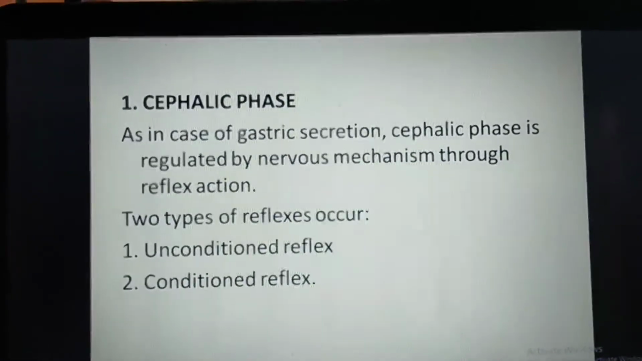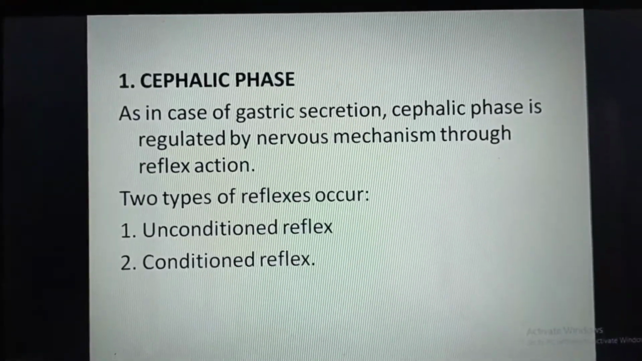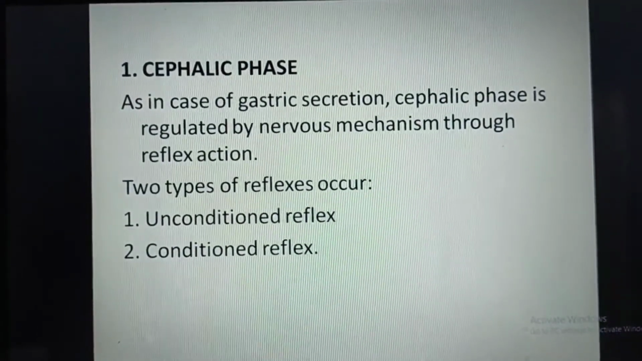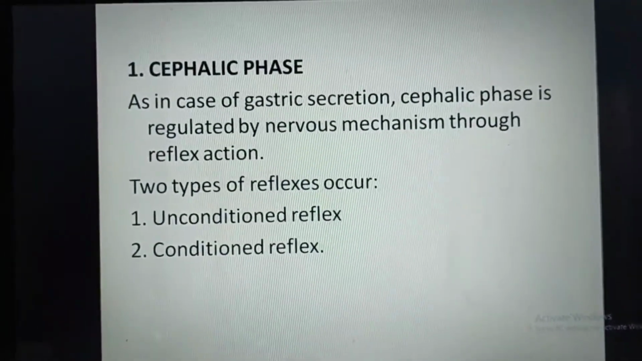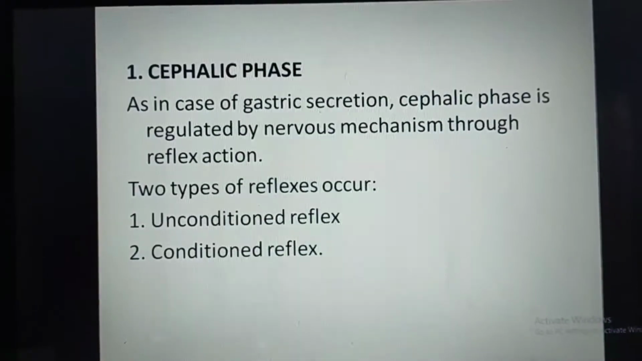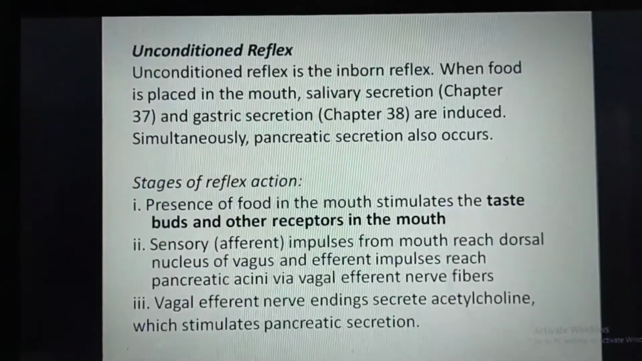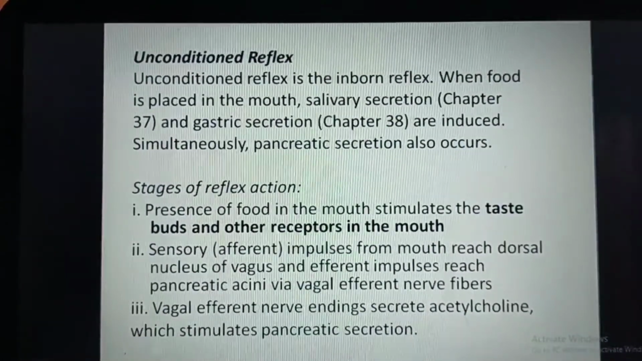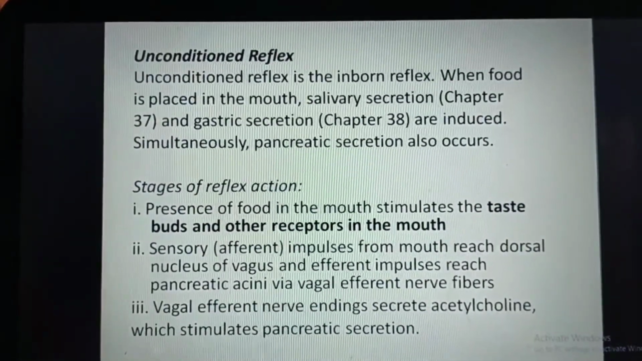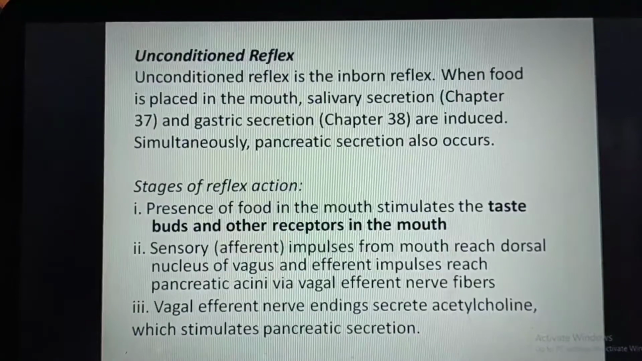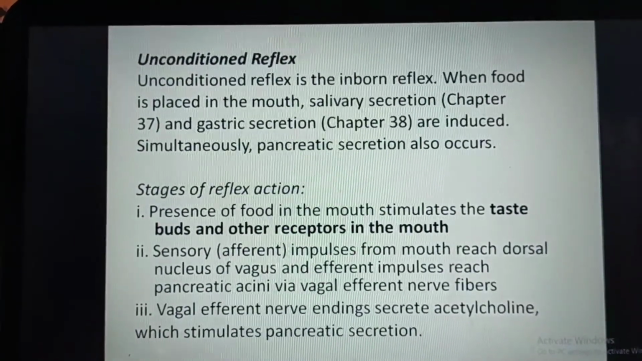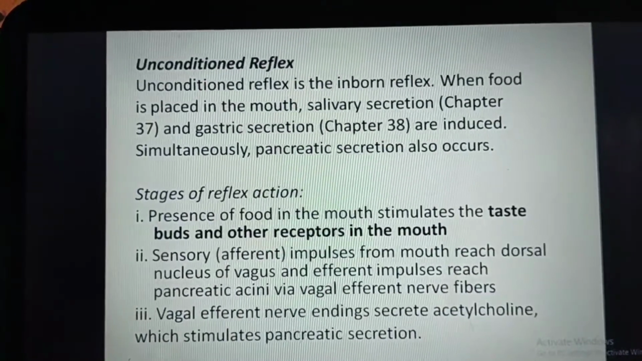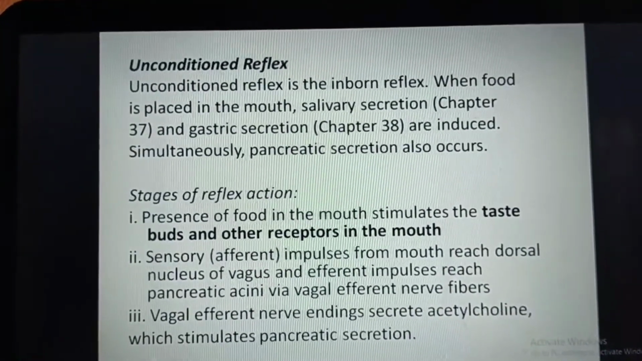Cephalic phase. As in the case of gastric secretion, the cephalic phase is regulated by a nervous mechanism through reflex action. 2 types of reflex occur: unconditioned reflex and conditioned reflex. Unconditioned reflex is an inborn reflex. When food is placed in the mouth, salivary secretion and gastric secretion are induced. Simultaneously, pancreatic secretion also occurs.